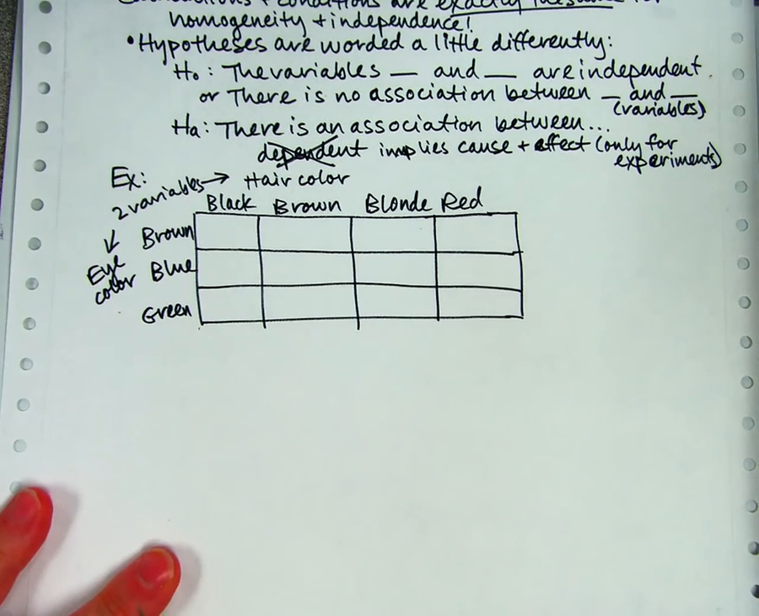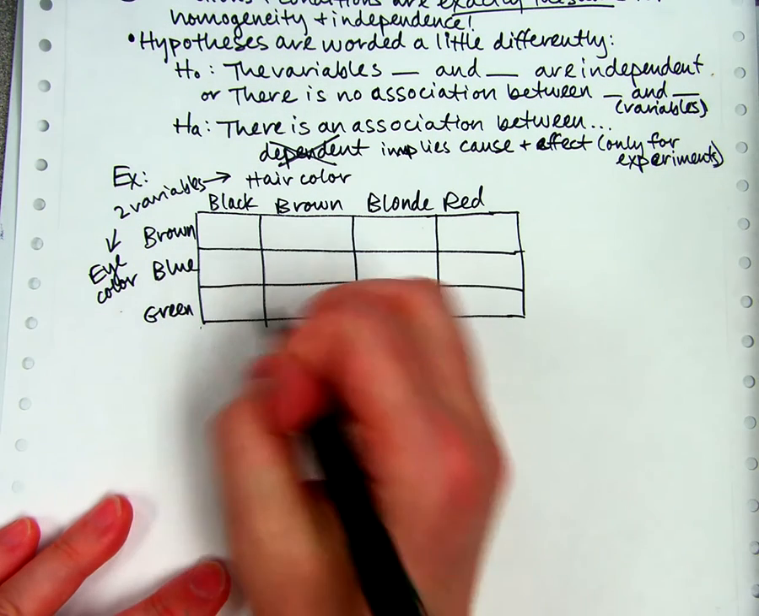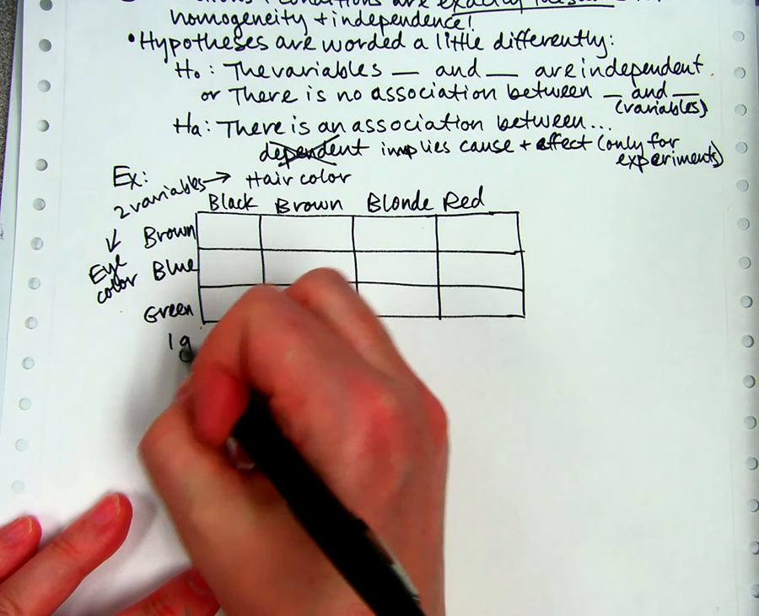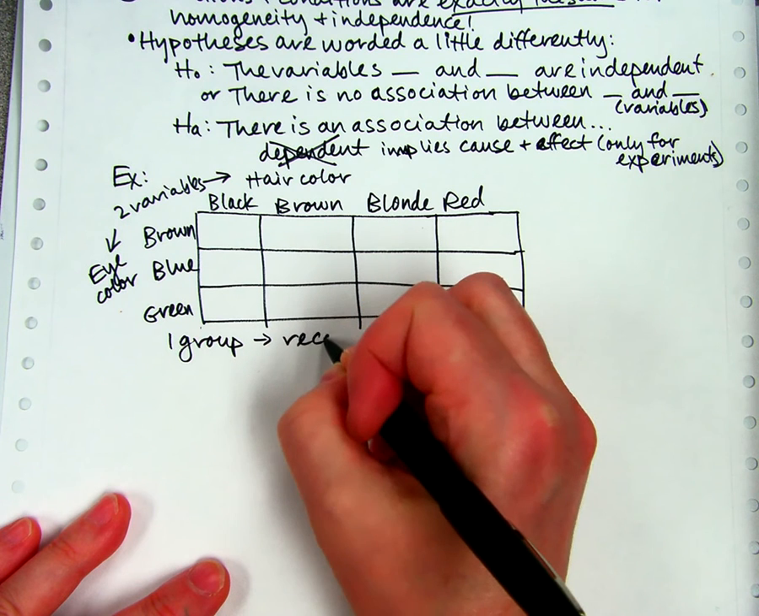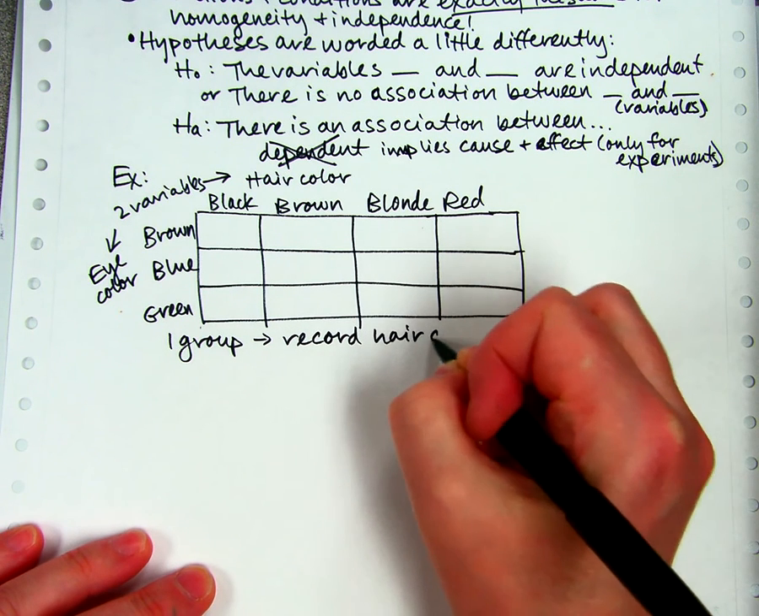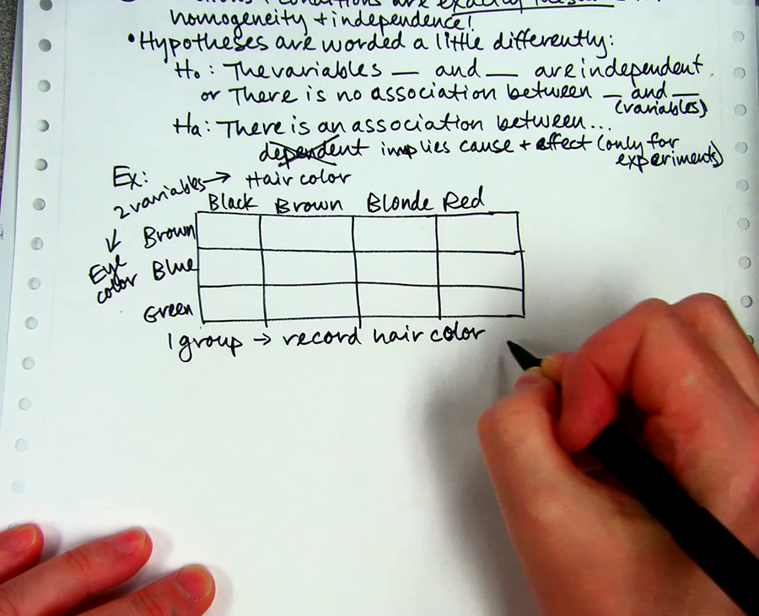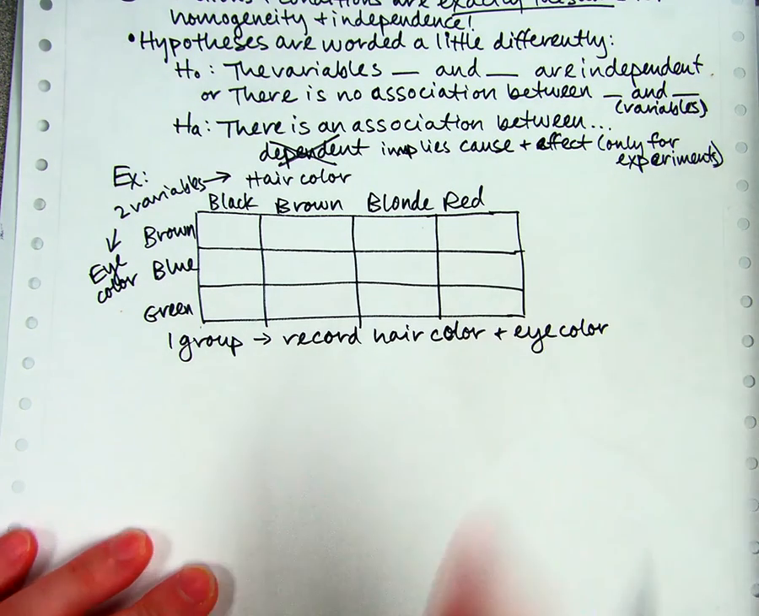But what you do is, we're not separating our population into different hair colors and then randomly sampling some black-haired people and some brown-haired people. It'd be so much easier to just take a sample from our population, one single group, and we're going to record the 2 variables for everybody in that group. So we're going to record their hair color and their eye color, and then fill in our table with that.